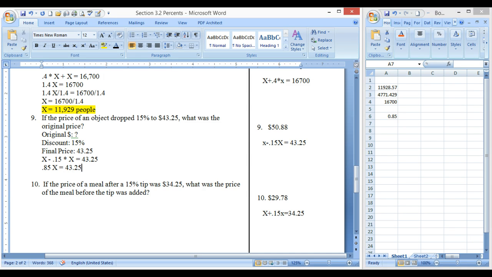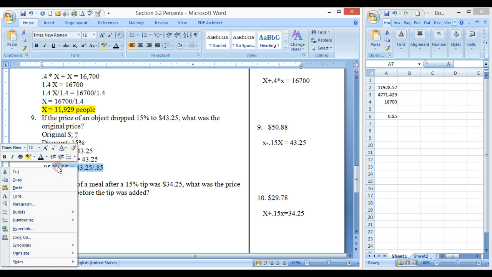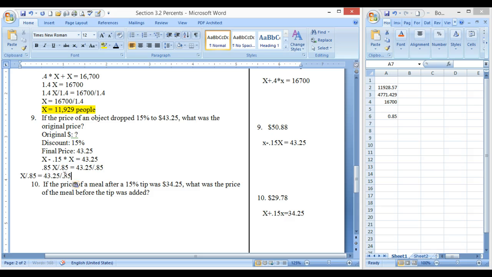43.25. Okay, so now I need to continue solving for x. So I'm going to divide both sides by 0.85. Since I only have one more line, I'm going to divide it up here, 0.85, divide by 0.85. So the next line is going to be very similar. And I'm only going to copy this part because that 0.85 is going to cancel out on this side over here. And there we go. X equals 43.25 divided by 0.85. So I'm going to type in 43.25. Oops, I need to put an equal sign.